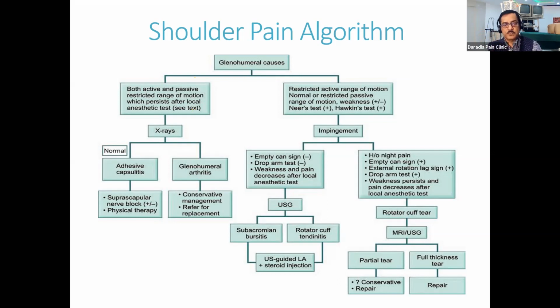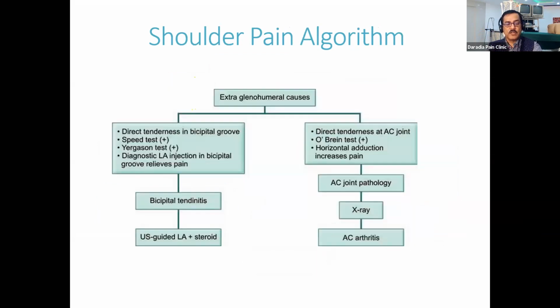Okay, so this is your list and algorithm, and I'll be showing you on the volunteer. Extraglenohumeral, again the bicipital and the AC joint. The tests you have already discussed, and remember, as I already told you, ultrasonography is very, very important. Almost all of these pathologies can be diagnosed nicely by ultrasonography. And osteoarthritis of the glenohumeral joint is an uncommon cause of shoulder pain.